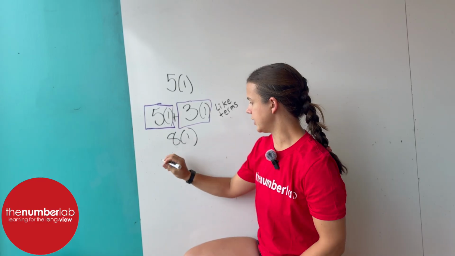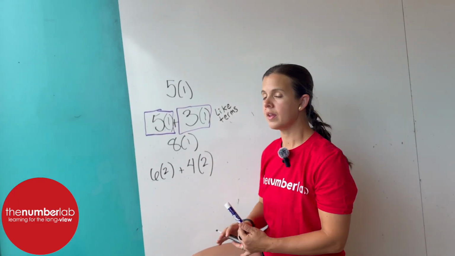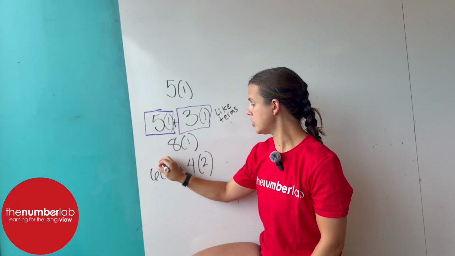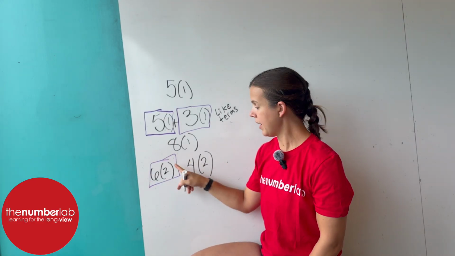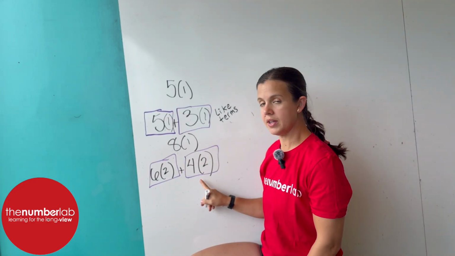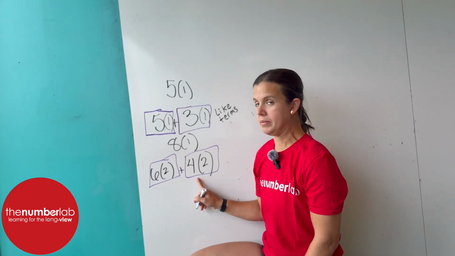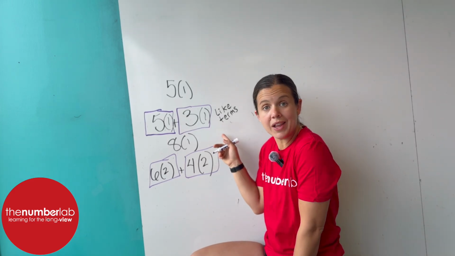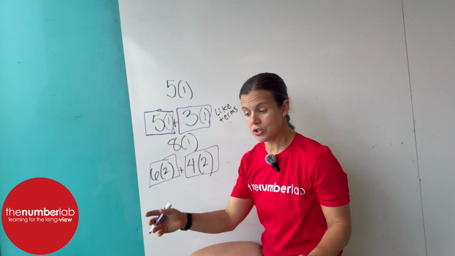So when I look at an expression like this, I can read that. I have 6 2's in the first term, and I have 4 2's in the second term. We have 2 terms. They're both like terms. They're like terms because they're both counting 2's.